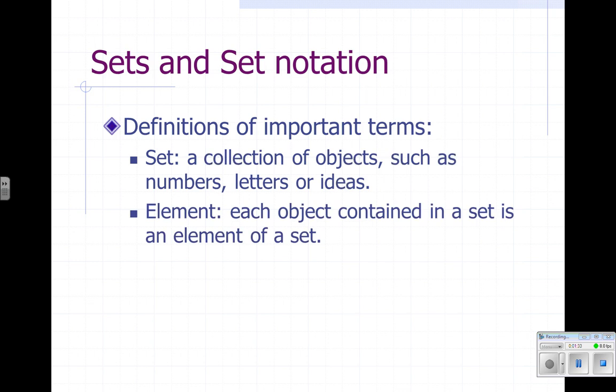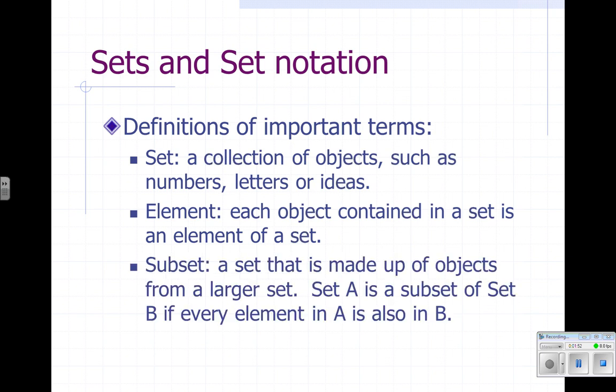An element is each object contained in the set. So if we have a set that contains our counting numbers 1, 2, 3, 4, 5, 6, 7, 8, 9, 10, 11, 12, and so on, each object, the number 1, the number 2, the number 5, and so on, are elements of that set. A subset is a set that is made up of objects taken from a larger set. So if I told you all of the counting numbers from 1 to 5, 1, 2, 3, 4, 5, this would be a subset of the set of all counting numbers.